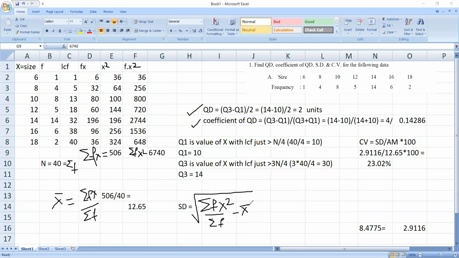Please share your answers in the message, or you can unmute and speak. We'll just verify the answer. If you are getting the same values, then we are somewhat on the right path. So simplify, substitute and simplify. You will get standard deviation as 2.9116.